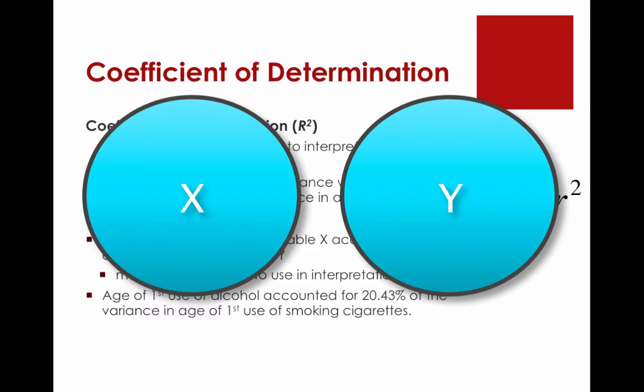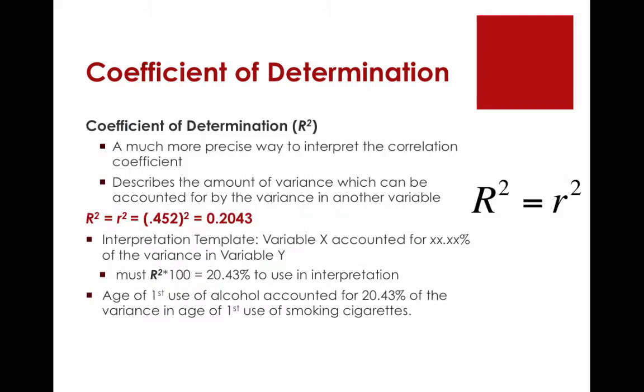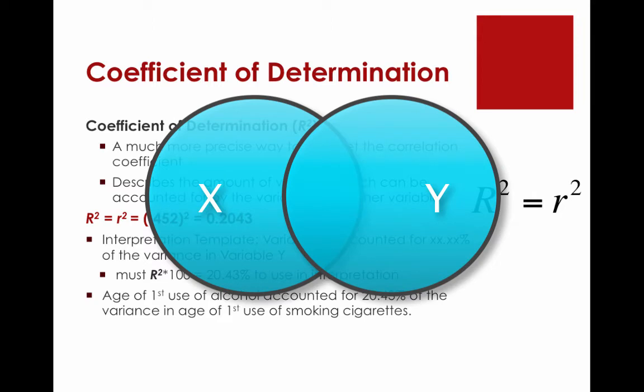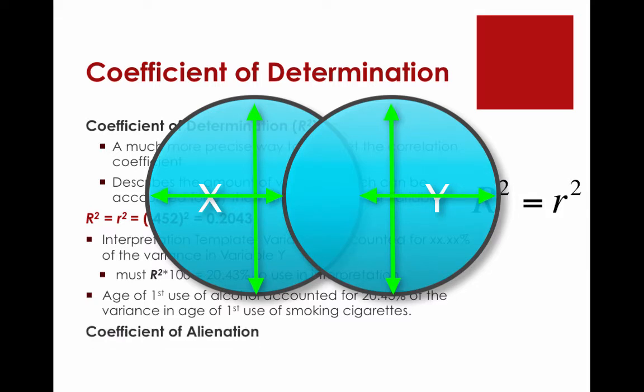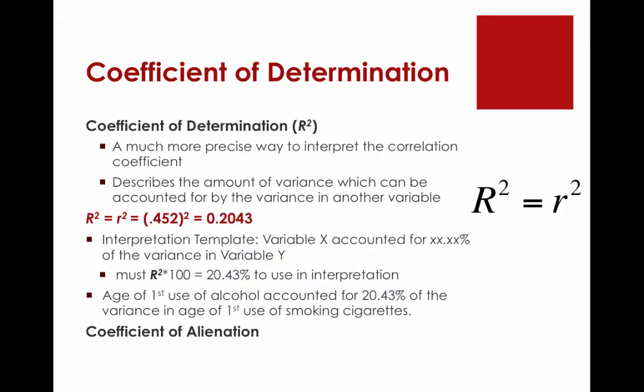And if there's no correlation, then there's no overlap. If there is some correlation, the stronger it is, the more overlap there is. In this case, we only see about 20.43% of variance that's shared. So we're really only going to see about 20.43% of overlap between variable x and variable y. So then what about all this other stuff that isn't accounted for? Well, this is what's called the coefficient of alienation.